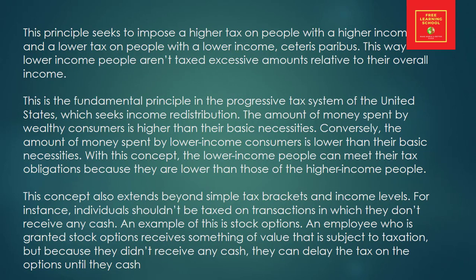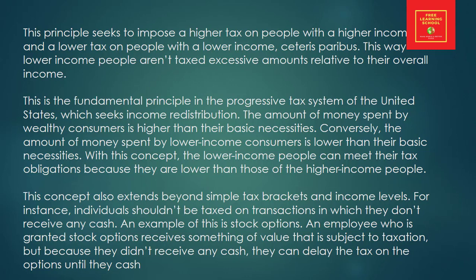This principle seeks to impose a higher tax on people with a higher income and a lower tax on people with a lower income. This way, lower income people aren't taxed excessive amounts relative to their overall income. This is the fundamental principle in the progressive tax system of the United States, which seeks income redistribution.